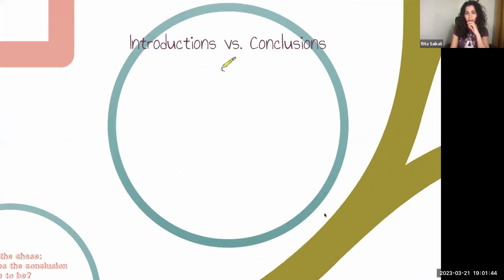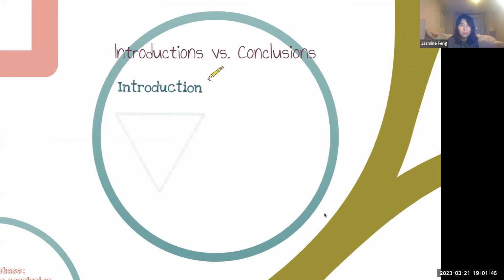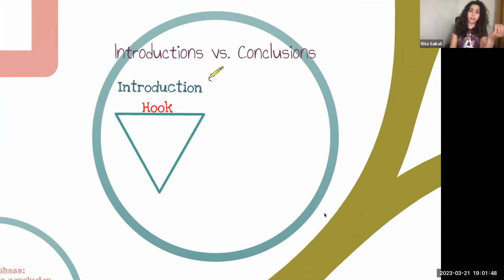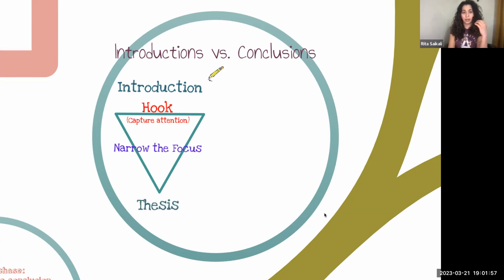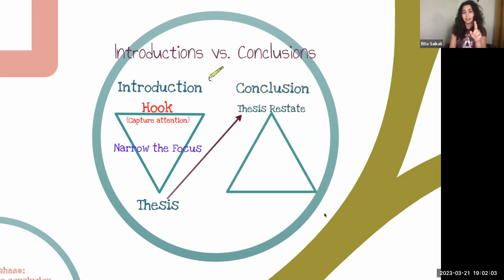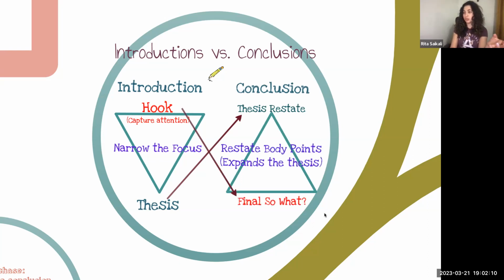Cool? All right. So what's the difference between an introduction versus a conclusion? An introduction has a hook to capture attention. It starts out big and then it gets to the point. It starts out big, then it gets to the thesis. Conclusion, it's the opposite. It starts with the thesis or a thesis restatement, restates the body paragraphs, and then ends in a final so what.